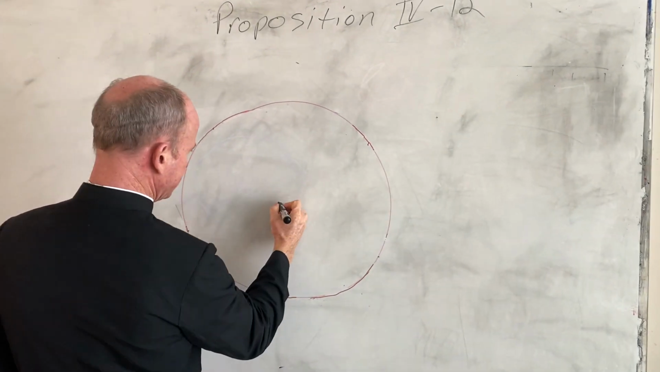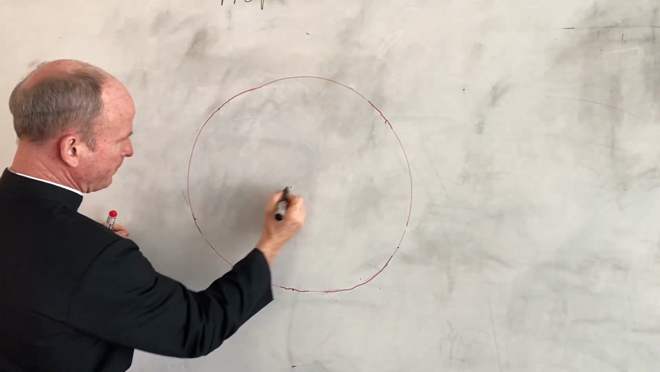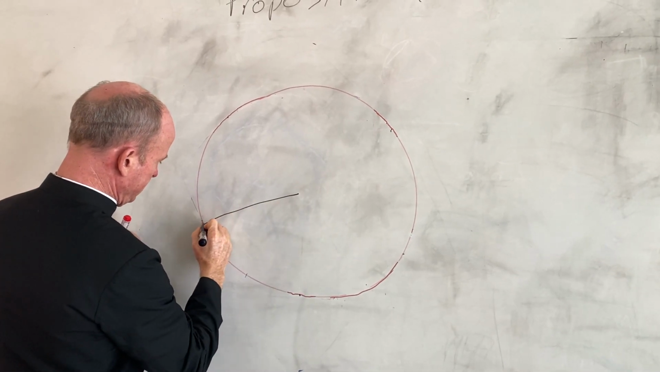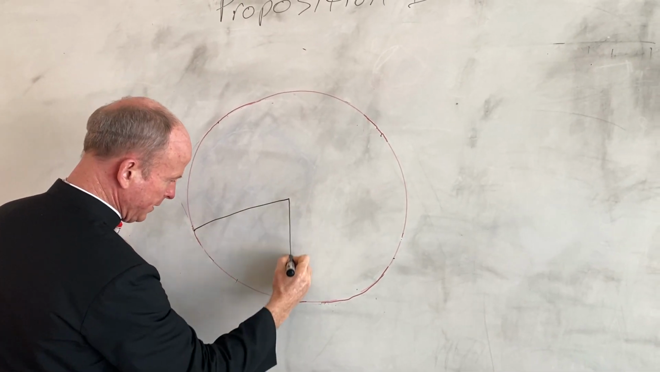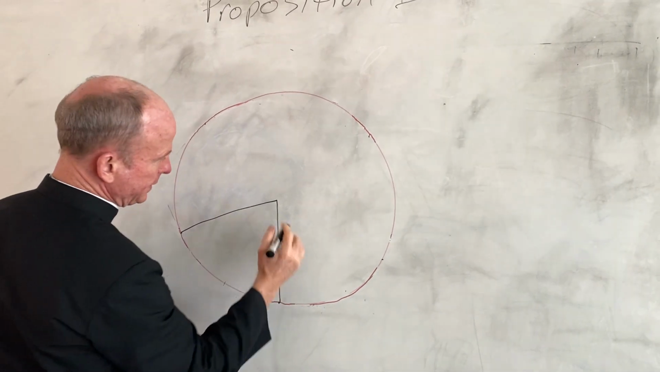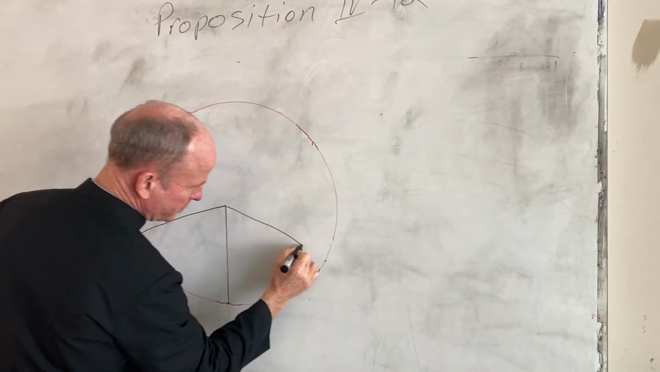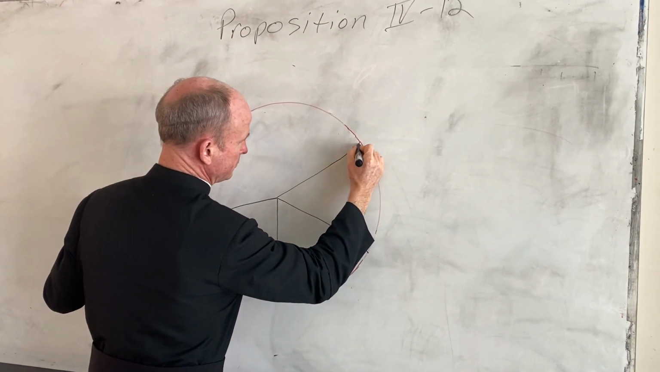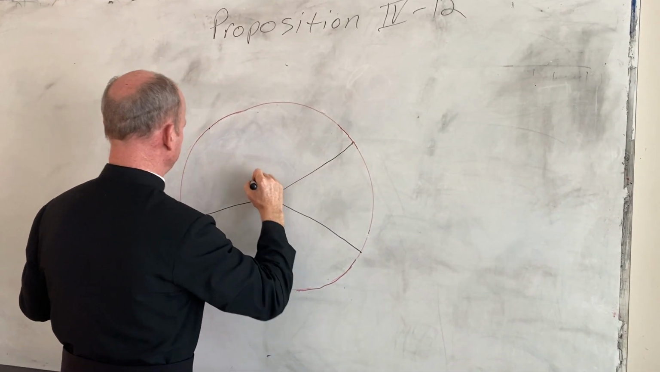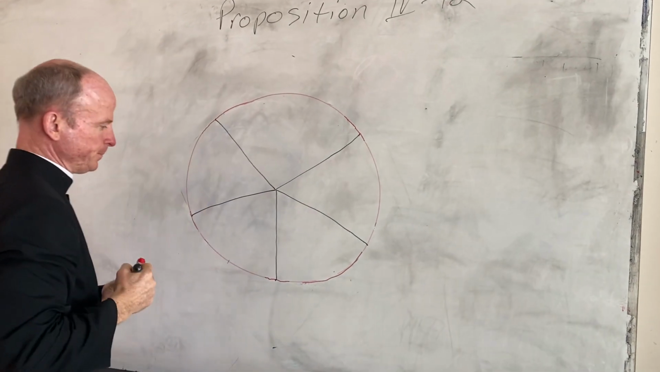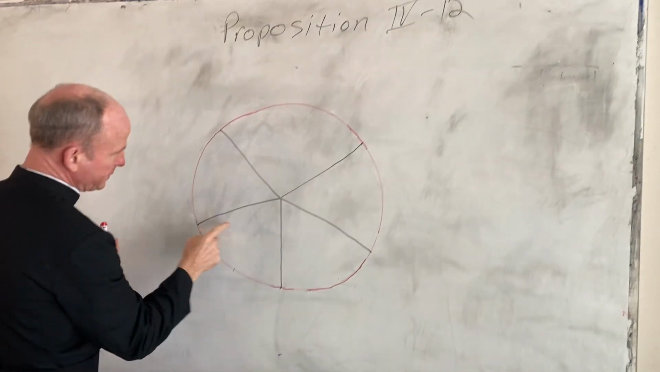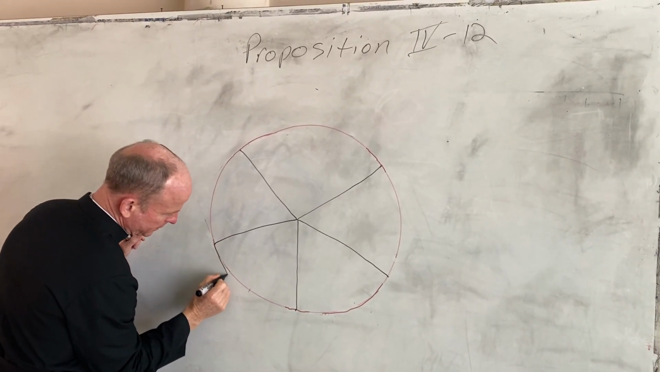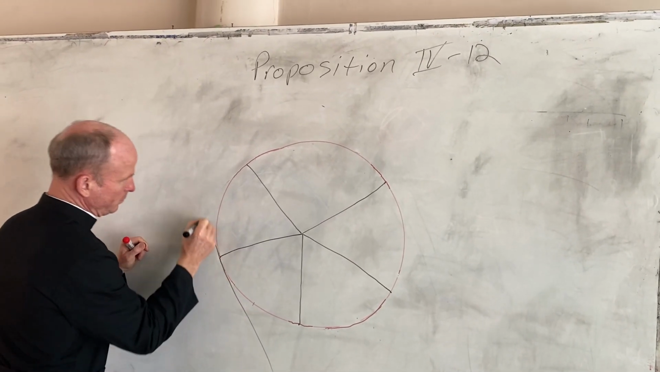Now, let's take the center of the circle. Let's drop lines to the points of contact where that inscribed pentagon came in contact with our beloved red circle. Great, now from the points of contact, let's drop perpendiculars. Let's make perpendiculars.